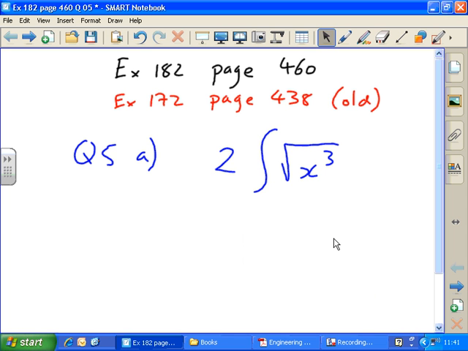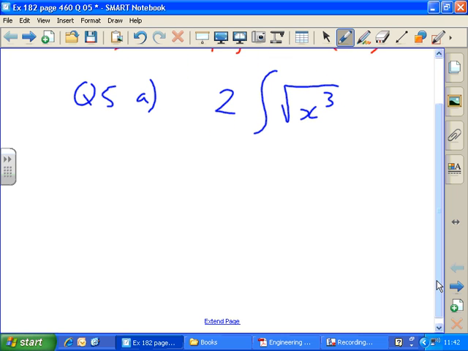Exercise 182, page 460, question 5a. The integral of 2 times the square root of x cubed. The 2 can stay outside the integral, but we need to rewrite the root inside in power form. So the first step is to write this as equal to 2 times the integral of x to the 3 over 2 with respect to x, because the square root gives us a 2 underneath in the power, as you should know.